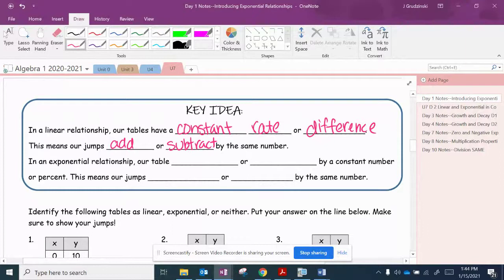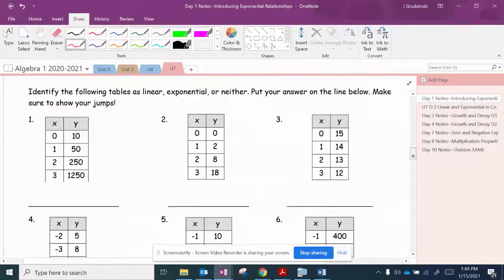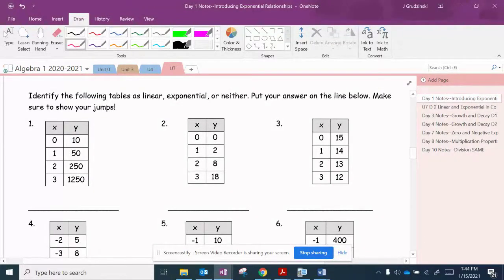In an exponential relationship, our table multiplies, or sorry, that should say increases or decreases by a constant number or percent. This means our jumps multiply or divide by the same number. So let's look at these tables and we'll figure out if they're linear, exponential, or neither.